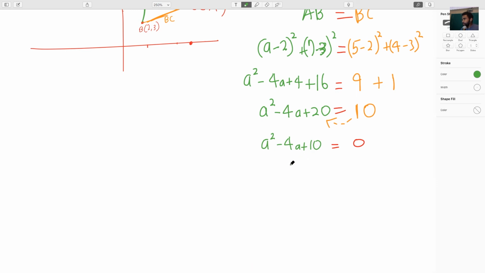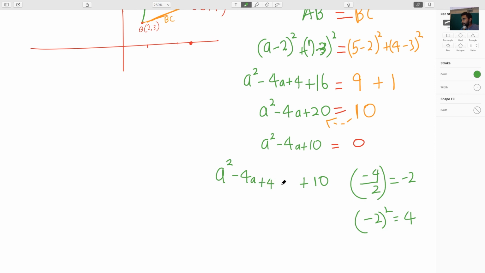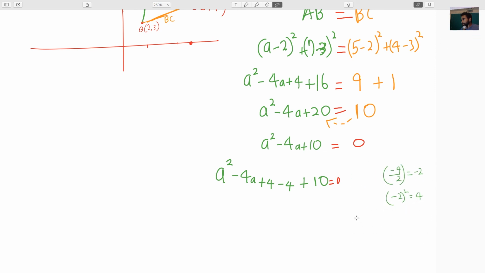To factor by completing the square, we're going to rewrite this as a squared minus 4a, and we shift the 10 a little bit to the right. And then what we do is we take this minus 4, we divide it by 2, minus 4 over 2. And that will give us what? Minus 2. We take the minus 2 and we square it. And that'll give us 4. And we're going to add 4 and subtract 4. And all of this is still equal to 0. And all this stuff that I did here is kind of by the side. So let's put it off to the side.